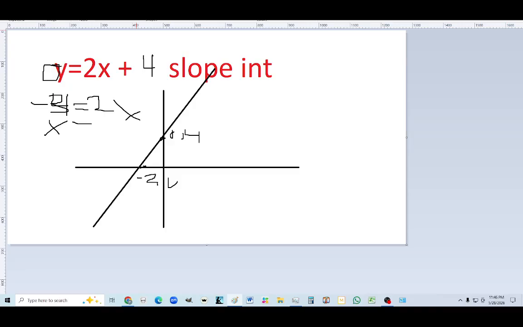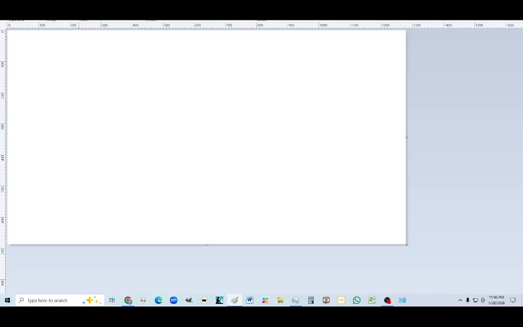That line will have a slope of 2. In other words, it goes up 2 for every 1 it goes over. So it's important to understand the line formulas. That's the slope intercept. Sometimes you'll see line formulas like this.